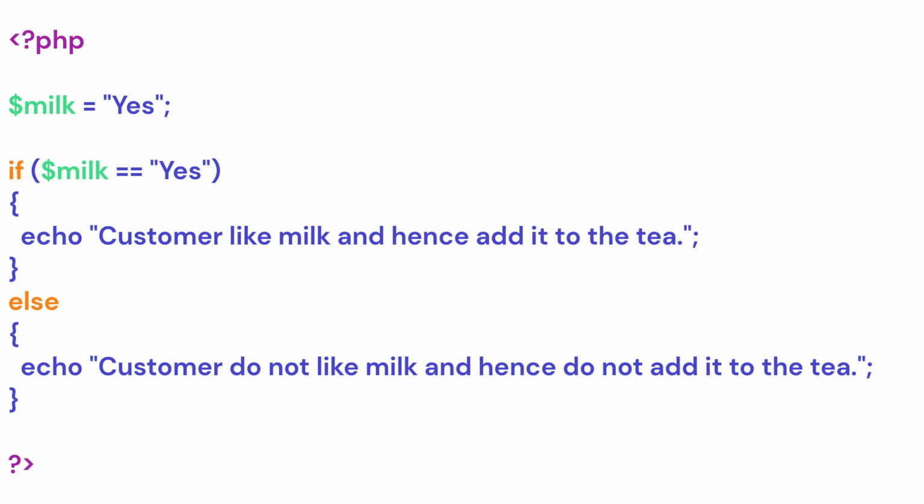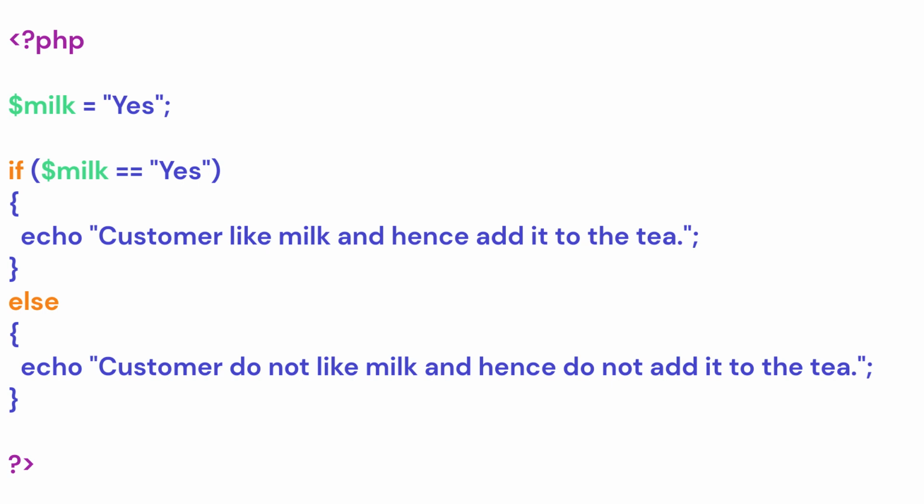Here is the explanation. 1. We have declared a variable $milk and specified a value, yes, to indicate that customers like it. 2. The condition has to start with the word if in PHP. We have put the requirement or condition within parentheses. Here we are checking whether the value of $milk is yes. As the condition satisfies, we move forward and enter into the curly braces. Inside the curly braces, we write a line to display the comment.